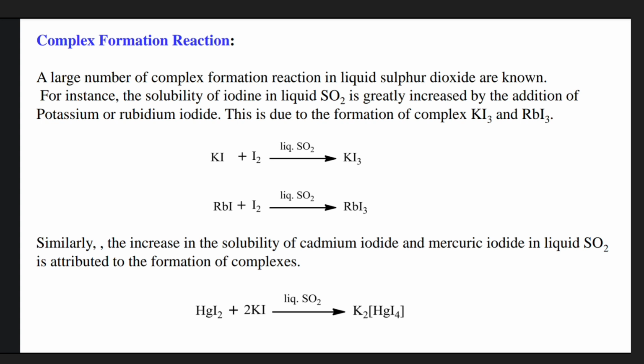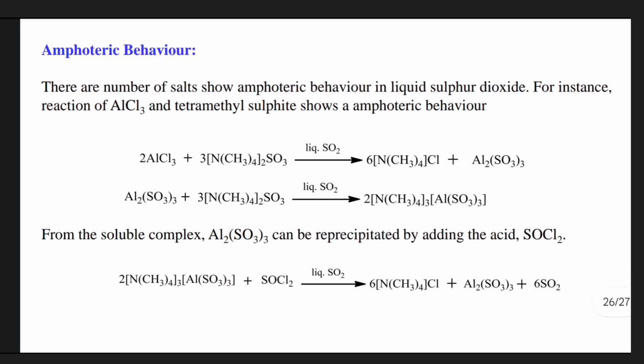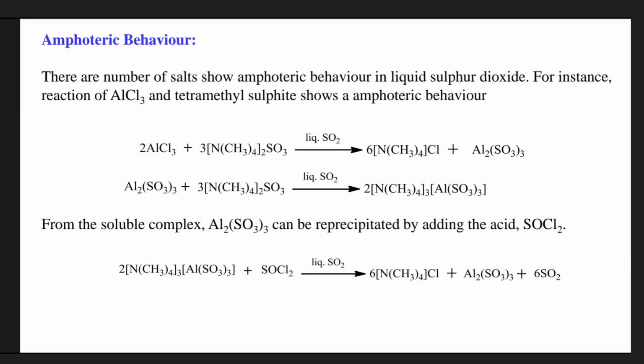Similarly, the increase in the solubility of cadmium iodide and mercuric iodide in liquid sulfur dioxide is attributed to the formation of complexes, like mercuric iodide plus potassium iodide in liquid sulfur dioxide gives out potassium tetraiodomercurate, which is a complex. Amphoteric behavior. There are a number of salts that show amphoteric behavior in liquid sulfur dioxide. For instance, the reaction of AlCl3 and tetramethyl sulfite shows amphoteric behavior.